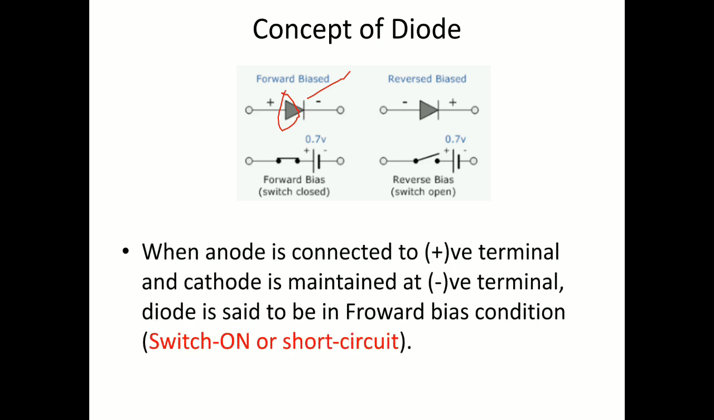So the same thing is mentioned over here. When the anode is connected to the positive terminal and the cathode is connected to the negative terminal, the diode is in forward bias condition, which leads to switch on, or you can say short circuit condition. Now one thing you should know, that under forward bias condition, as the diode is going to be a closed switch, the output of the diode is exactly equal to the corresponding input.